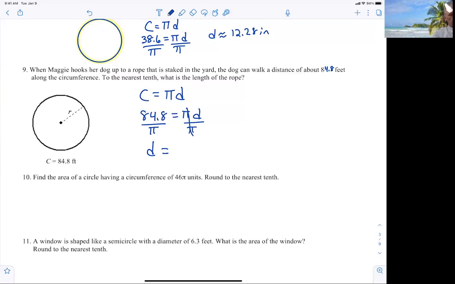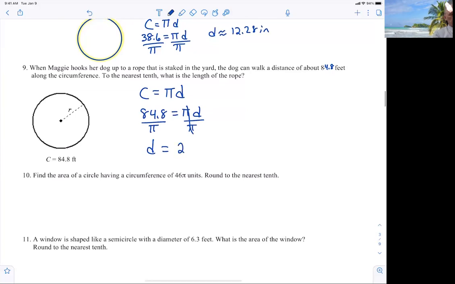You get 26.992. Okay, so what's the radius? You divide it again by 2. Divide by 2. Very good. So tell me what the radius would be. 13.496. And then you would say feet. Very good job, buddy.